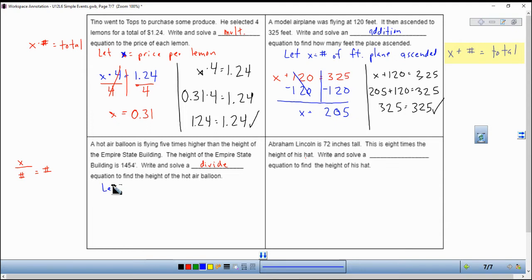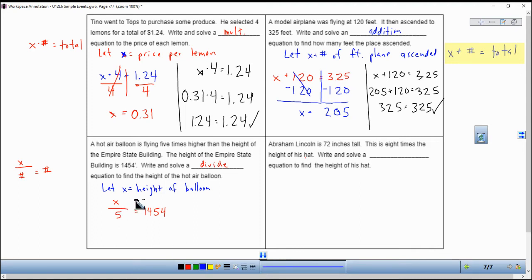So let x equal height. What we're trying to find is the height of balloon. So that's going to be x divided by 5 equals 1,454. So the hot air balloon is a lot higher than the Empire State Building. So our answer should be quite a bit higher than 1,454 feet.